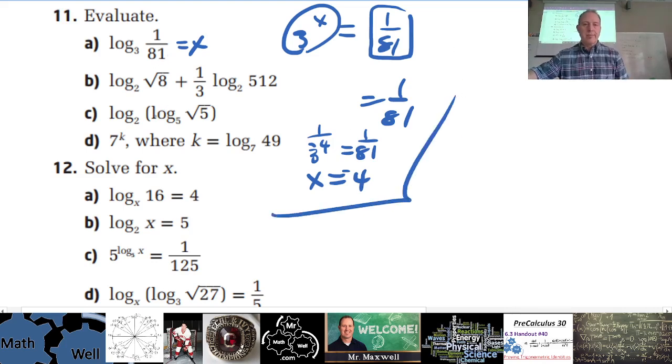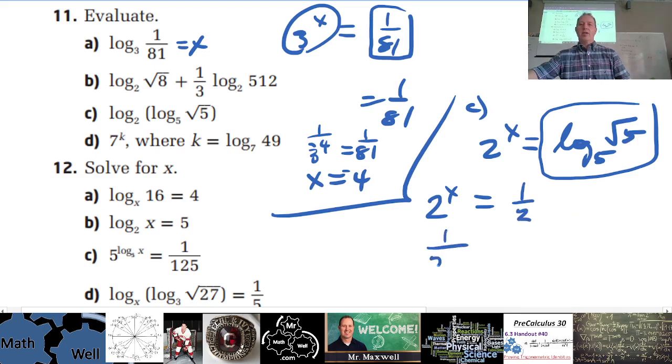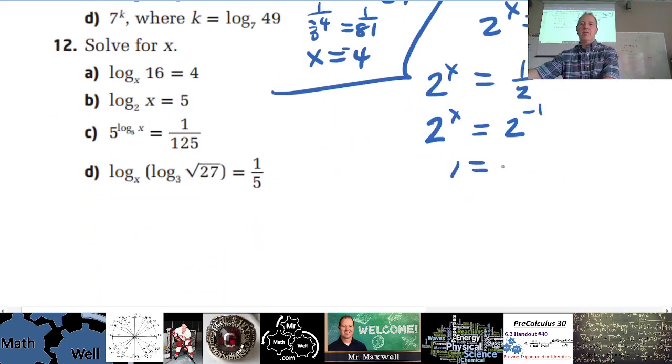Okay, so C, let's do C. C looks tough. So 2 to some power equals log of root 5 base 5. I think I can do this pretty easily. 5 to the power of what gives me 5 to the power of 1/2? The value of this is 1/2. Now I'll try this again, negative x here. Actually, what we could do is this: 2 to the x is 2 to the negative 1. That's probably easiest to see. Then x is just negative 1.